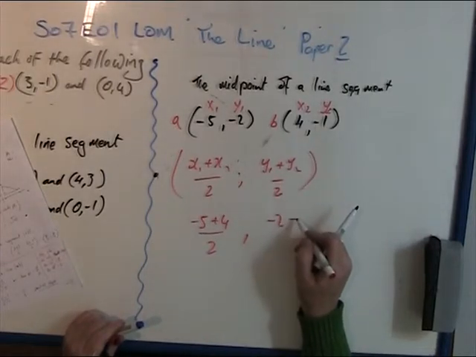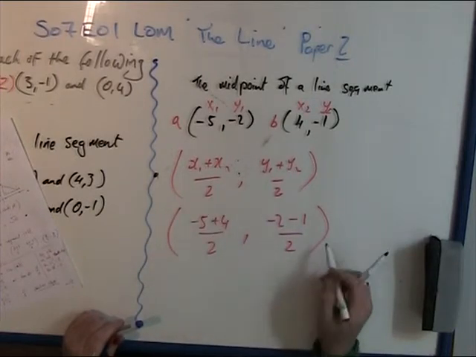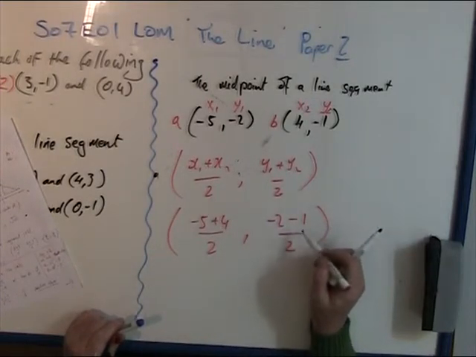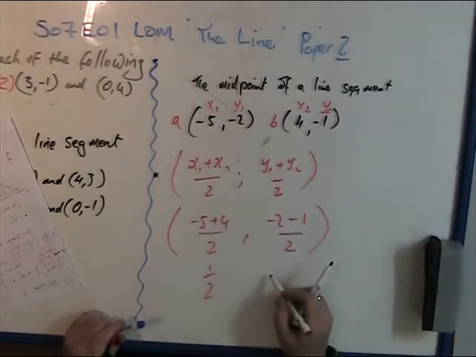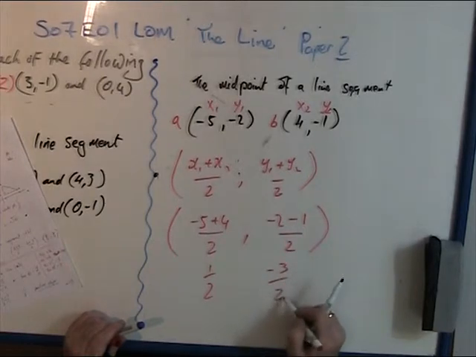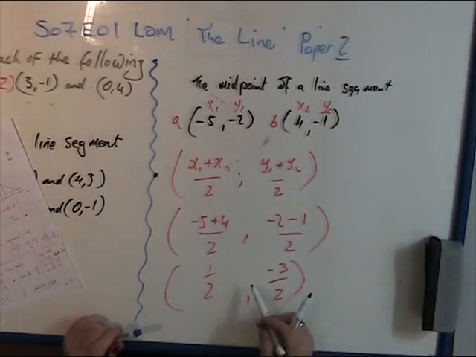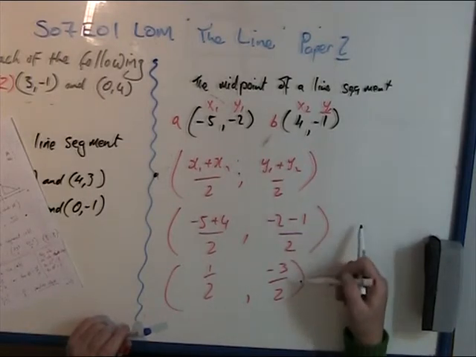And you've got y1 minus 2 plus y2, which is minus 1. Now be careful of that, the minus carries, the minus is stronger. So you've got a half, and you've got minus, what's this going to be? Minus 3 over 2.